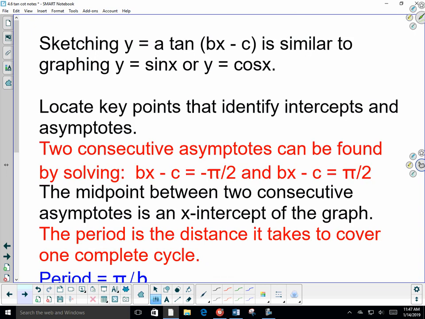Okay, so in order to graph, at this point, I think you should pull up the two handouts that you have received.